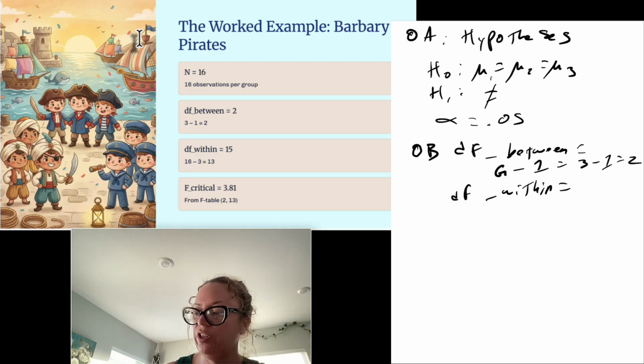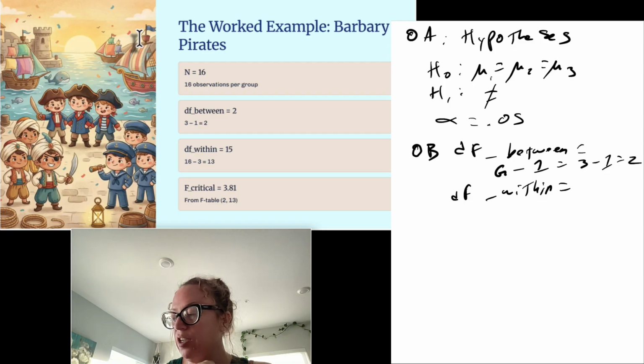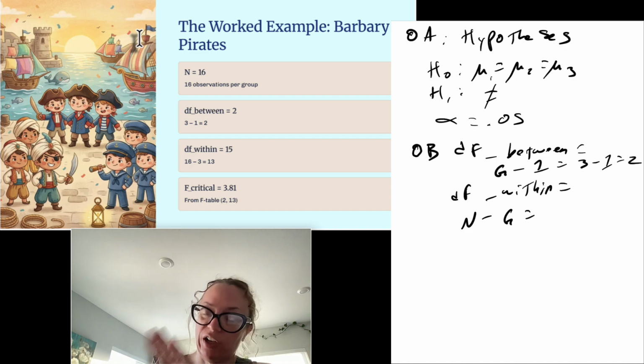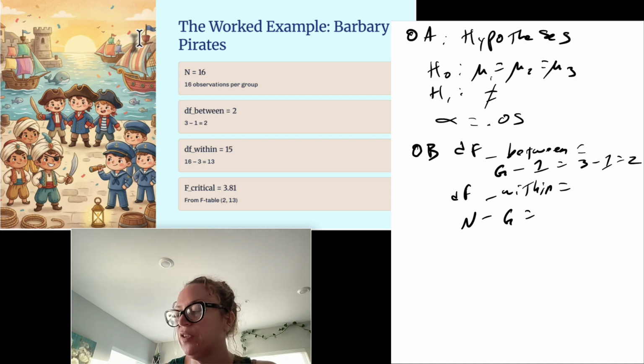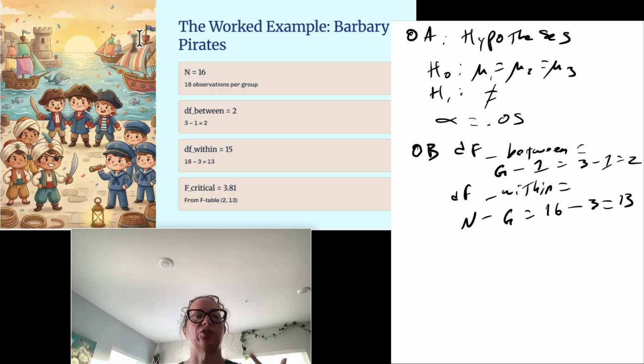Degrees of freedom within, again, pause it, see if you can figure this out on your own, see if you can remember the formula. So degrees of freedom within is the number of observations minus the number of groups. And in this case, the real life data, we have 17. We threw one out as an outlier. I'll talk about that later and why we did that. So we're going to have 16 total observations, 16 years of data minus 3 groups. That leaves us with 13 degrees of freedom, 13 variables that are not accounted for.